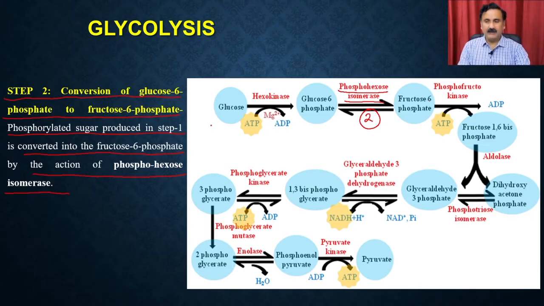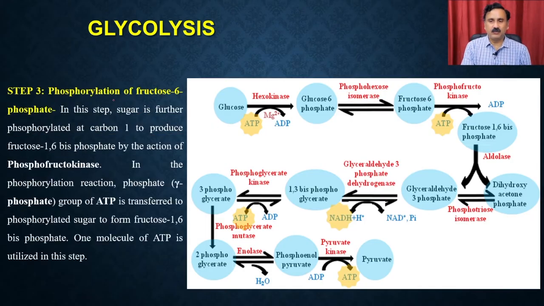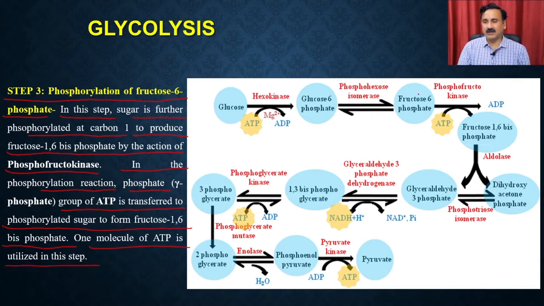Now in step 3, it is actually going to do another round of phosphorylation, the phosphorylation of fructose 6-phosphate. In this step, the sugar is further phosphorylated at carbon 1 to produce the fructose 1,6-bisphosphate by the action of the enzyme called phosphofructokinase. In the phosphorylation reactions, the gamma-labeled phosphate group of ATP is transferred to the phosphorylated sugar to form the fructose 1,6-bisphosphate. One molecule of ATP is going to be utilized in this process.